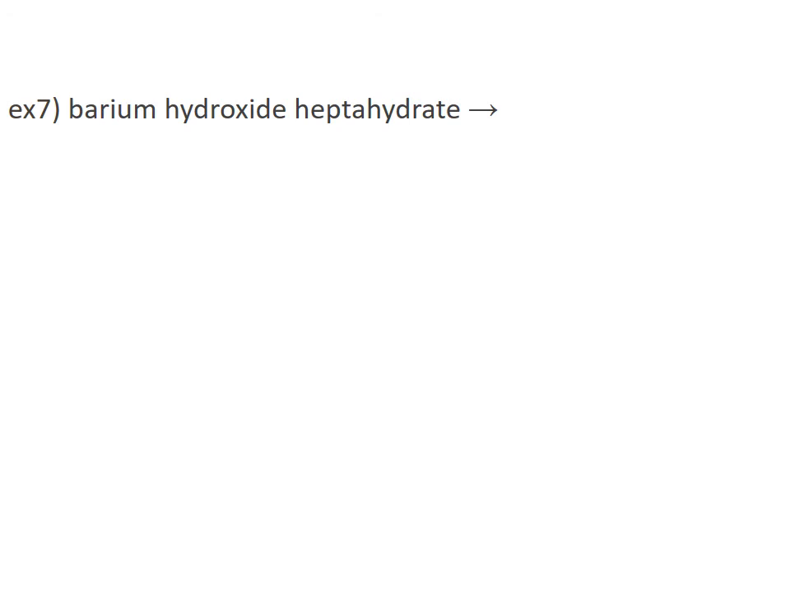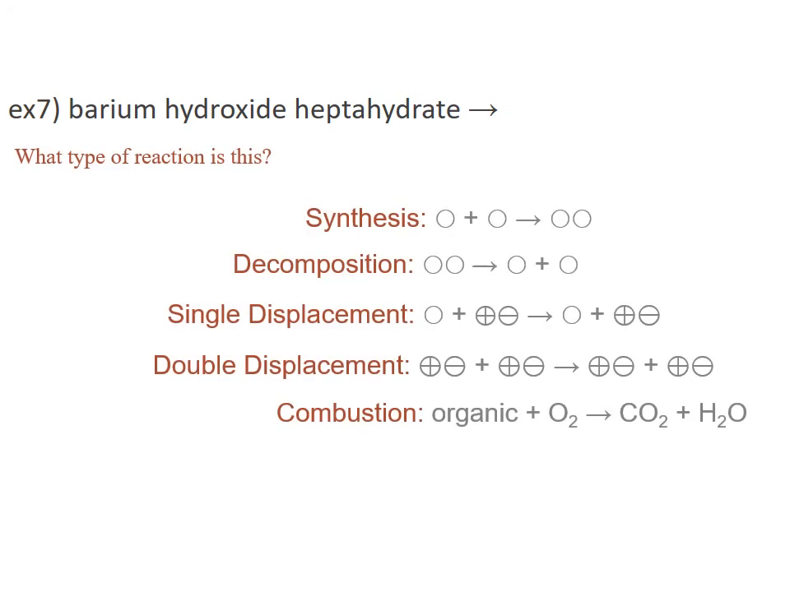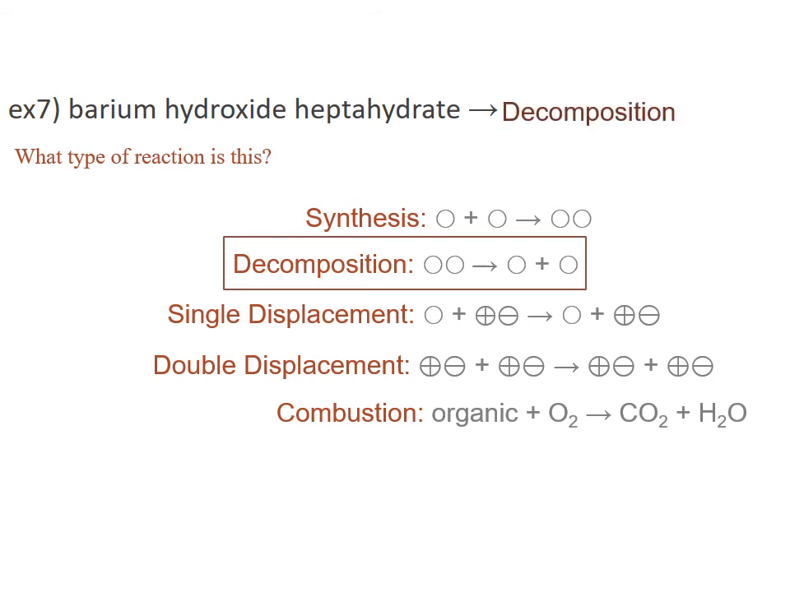Example 7, we have barium hydroxide heptahydrate. That is only one formula. It's a big formula, but it's only one formula. So what type of reaction is it? It has to be decomposition. So we'll write decomposition after the barium hydroxide heptahydrate.